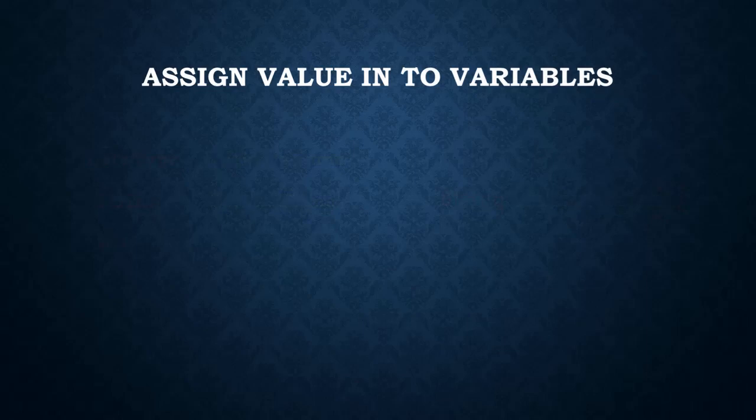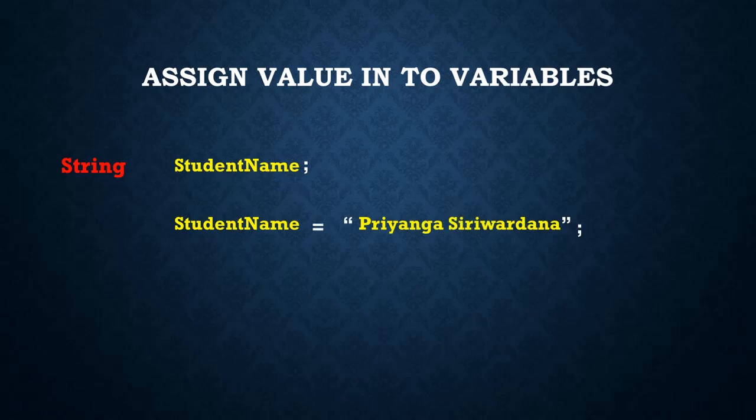And then assign a value to the variable. How are we going to assign values to the variable? String, student name, semicolon. This is variable declaration. And then I'm going to assign the value. Remember, if it is a string you have to assign it within double quotes. And also that should end with the semicolon.